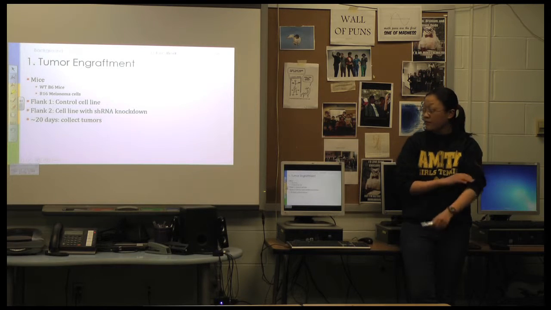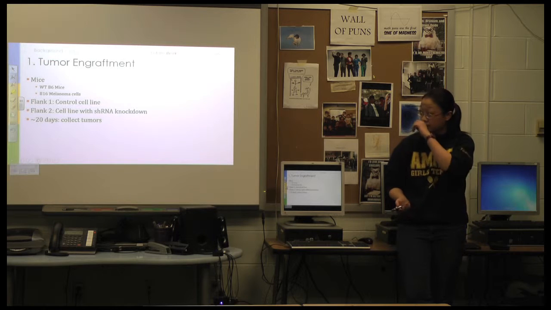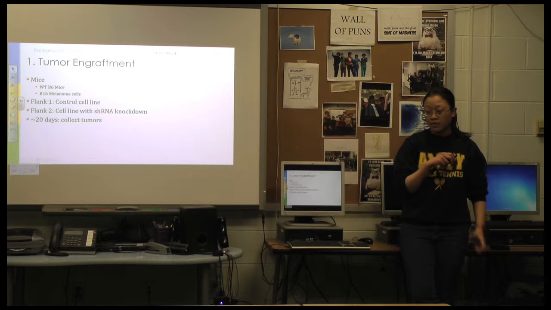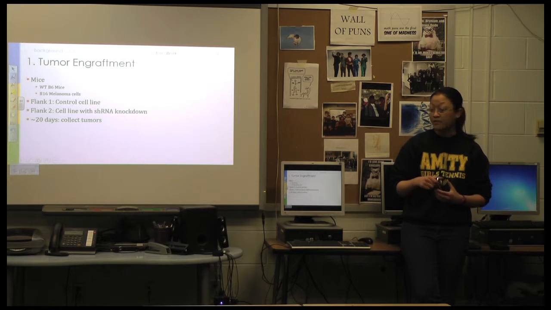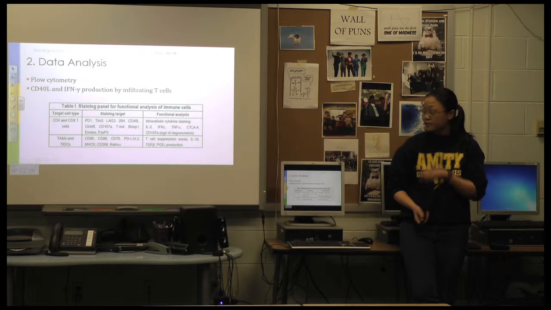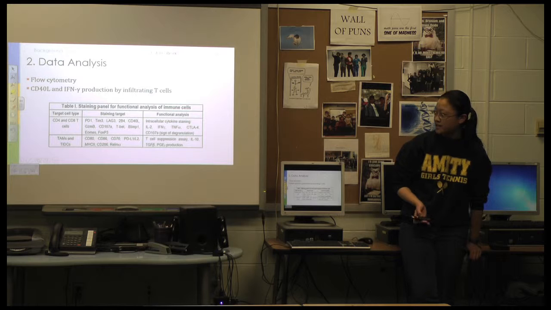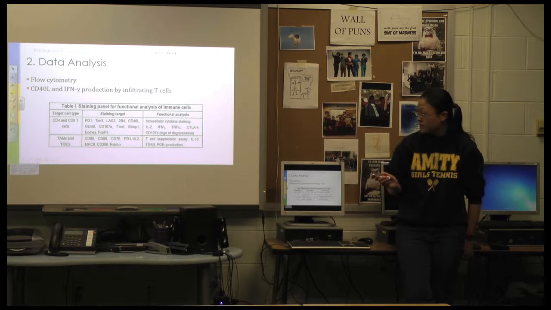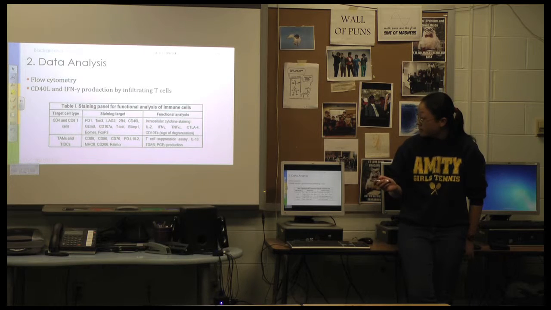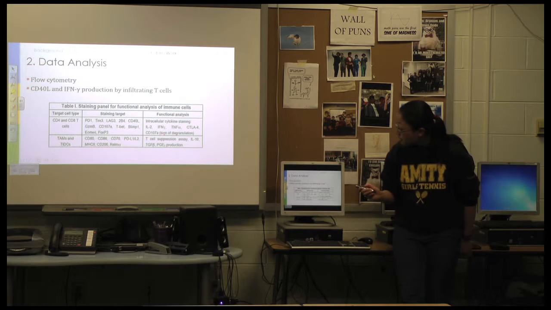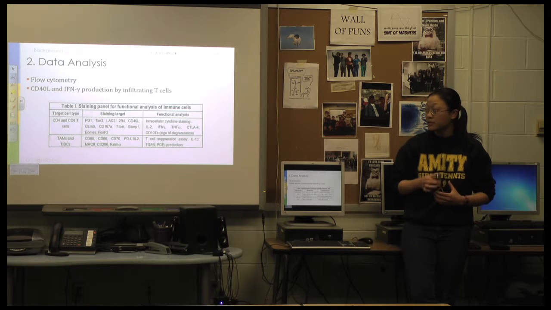So for tumor engraftment, after we've generated the stable cell line, we engraft those into wild-type mice. On one flank of the mouse, we'll have a control cell line without the enolase knockdown, and on the second flank, we have the cell line with the enolase knockdown. We'll let those grow for around 20 days, and after that, we'll collect the tumors. Once we've collected tumors, we'll analyze CD40 ligand and interferon gamma production by the infiltrating immune cells. This is what the lab I'm at is going to look at, but I'll be looking specifically at interferon gamma and then CD40 ligand, which is right there. We'll be doing that using flow cytometry.